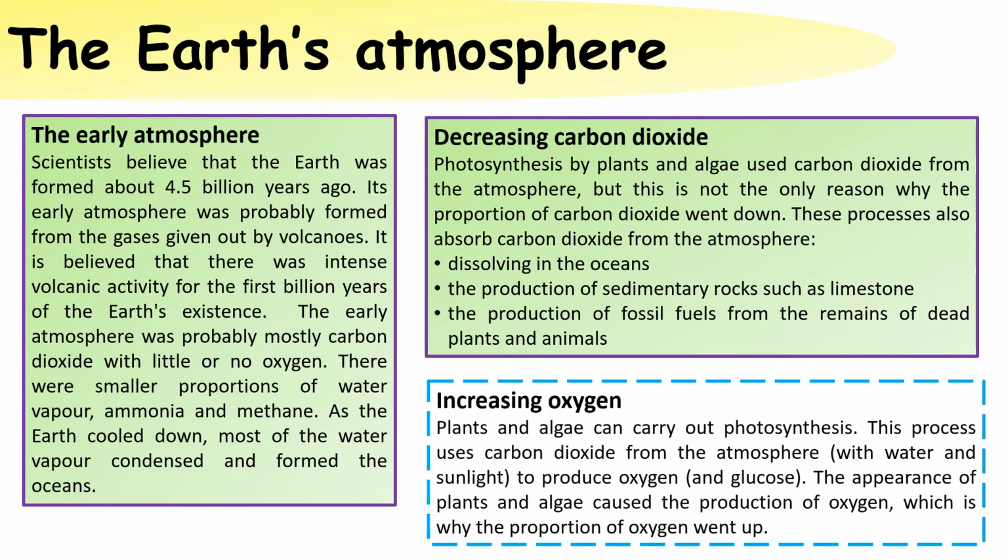The reason that the percentage of oxygen increased in the atmosphere was due to plants and photosynthesis. This process uses carbon dioxide from the atmosphere with water and sunlight to produce glucose. The appearance of plants and algae caused the production of oxygen, which is why the proportion of oxygen went up.